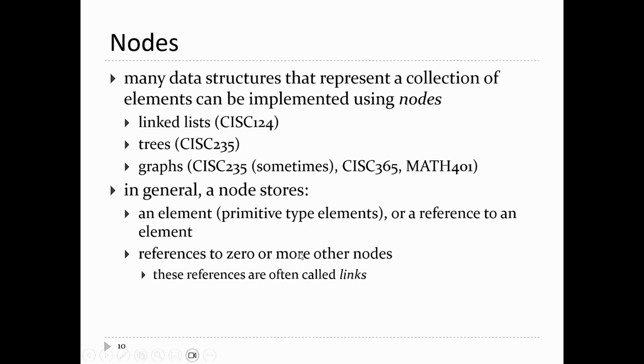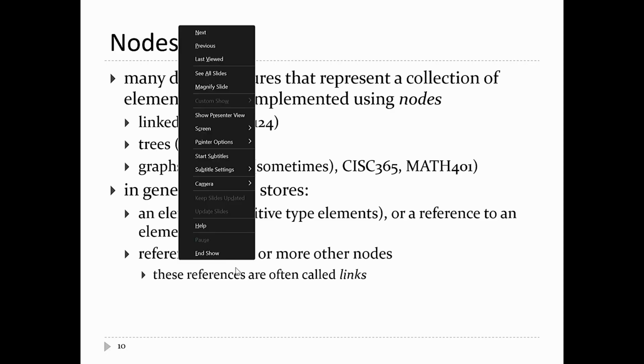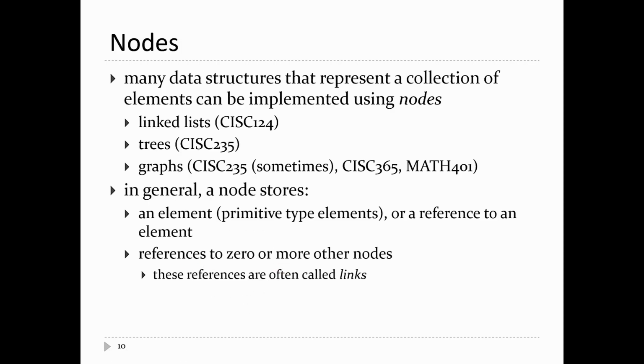So what's a node? A node stores some information. In our case, we want a collection of stuff, so it's going to store an element of some kind. More precisely, we're going to store a reference to an element. But the node also stores some other pieces of information. A node is going to store references to zero or more other nodes, and these are often called links.